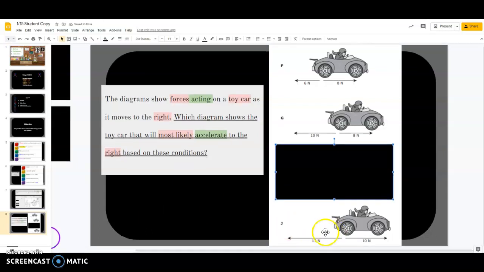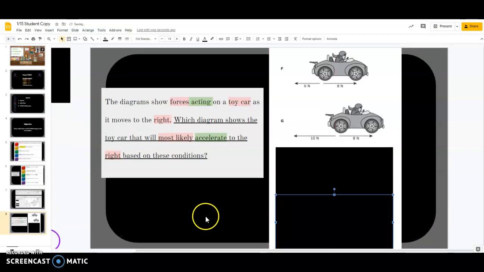Next, I see I have 10 newtons pulling the car to the right, then I have 13 newtons pulling the car to the left. Well, the 13 newtons that's pulling the car back to the left is stronger than 10 newtons, so that means the car is going to go back, not forward. So that can't be it.